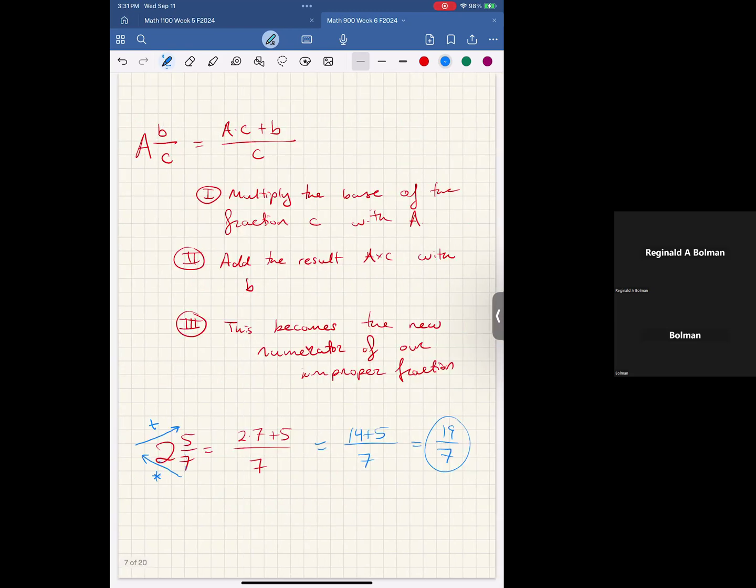Let's see if it works for 5 and 6/8. Previously we calculated the improper fraction equivalent for 5 and 6/8. In this instance, we're going to use the technique that we've learned. We're going to take our base, multiply it with the whole number 5, and then add that result with 6. So we'll do 5 times 8 plus 6, all over 8. 5 times 8 gives me 40. 40 plus 6 gives me 46. And this is indeed the same result as what we found earlier.